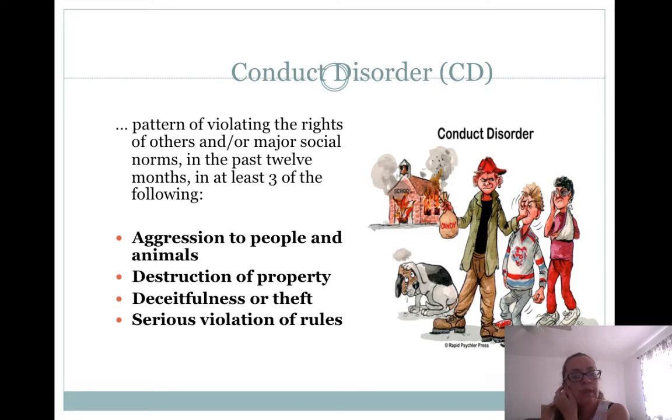Conduct disorder is extreme. So this is a pattern of violating the rights of others and or major social norms in the past 12 months, in at least 3 of the following: aggression to people and animals, destruction of property, deceitfulness or theft, and serious violation of the rules.